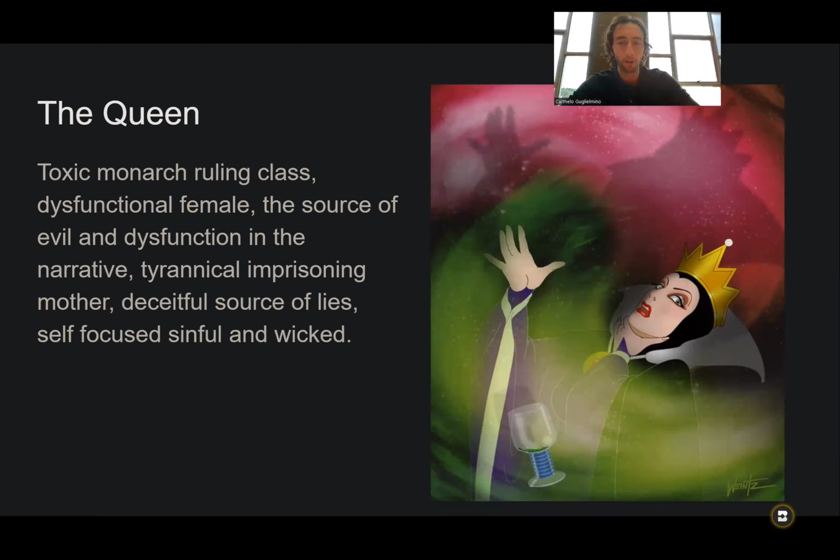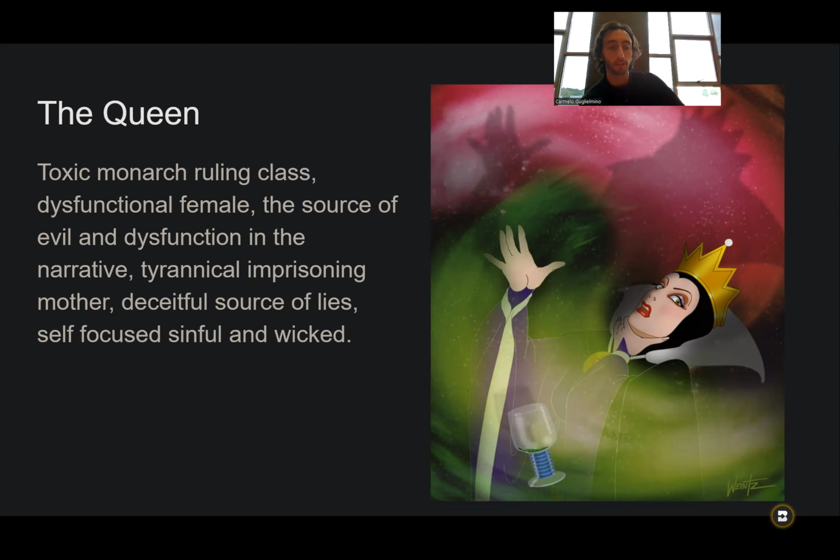Tyrannically imprisoning mother. That's got to be Freud, focusing on the family dynamics right there. She's a mother who is tyrannically kind of controlling her daughter figure, and imprisoning her, not allowing her to grow up, not allowing her to develop, right? Deceitful source of lies, right? She entraps Snow White in this kingdom, or in this castle of lies, of ignorance, basically, of shelteredness about the world. That's the Socratic, right? She is someone keeping you away from goodness and enlightenment.